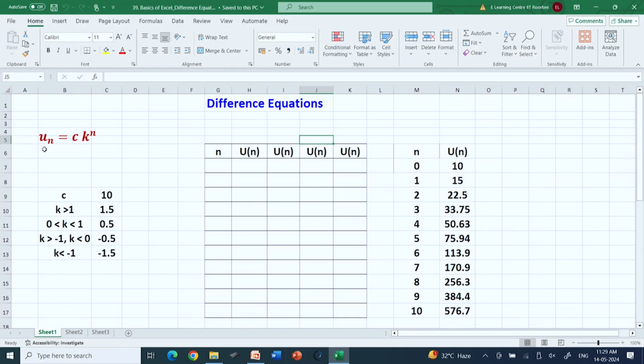So, our solution is of the form un equal to c k to the power n. I have taken the initial value of c to be 10. For k greater than 1, I put 1.5; for k between 0 and 1, I put 0.5; for k between minus 1 and 0, I put minus 0.5; and for k less than minus 1, I put minus 1.5. So we will be solving and visualizing the solution for these different values of k.